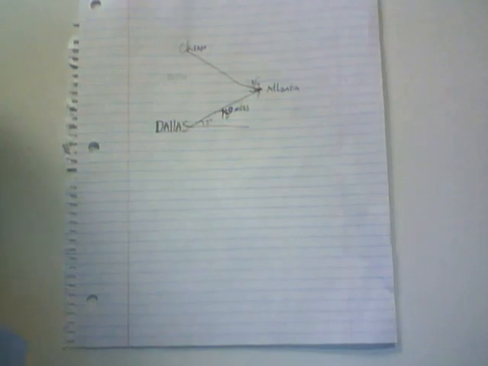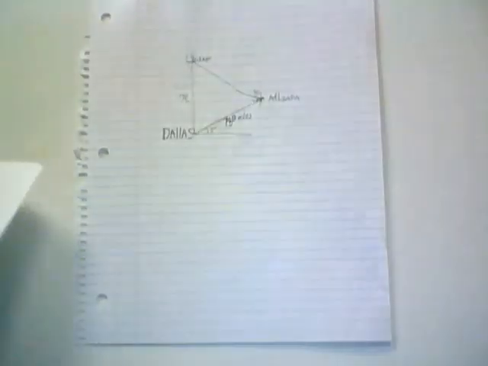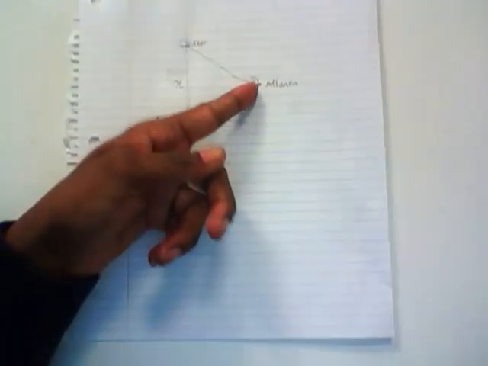And remember what the question said. It said what's the displacement from Dallas to Chicago? So we're actually looking for this. Trying to find this is your displacement. Okay? But you're not done yet, because you have to find this angle right there.